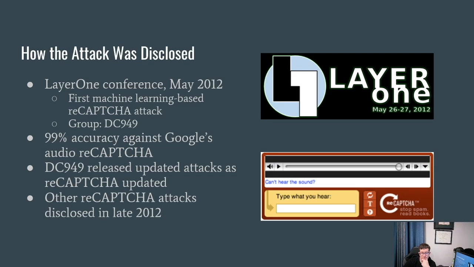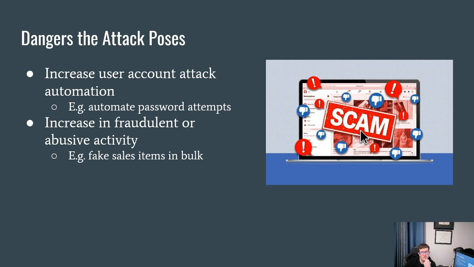Now we move on to how this type of attack was disclosed. One of the first machine learning-based attacks on reCAPTCHA was disclosed in May 2012 at the Hell 1 Hacker Conference. The group DC949 presented an automated attack on the audio version of Google's reCAPTCHA with an accuracy rate of 99.1%. The DC949 group utilized machine learning to analyze many reCAPTCHA audio examples and produce a viable model. Machine learning-based attacks on other types of reCAPTCHA, such as reCAPTCHAs based on numbers and letters, were also disclosed later in 2012. So, what dangers does this attack pose?